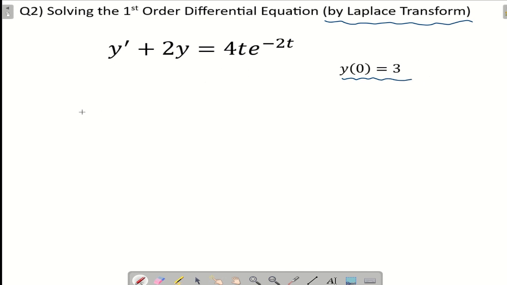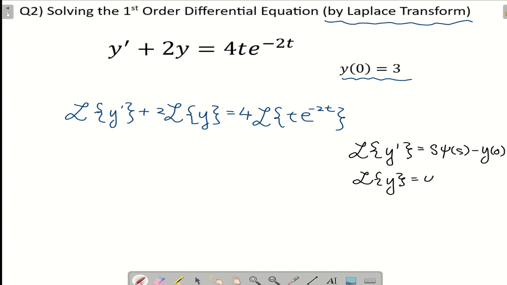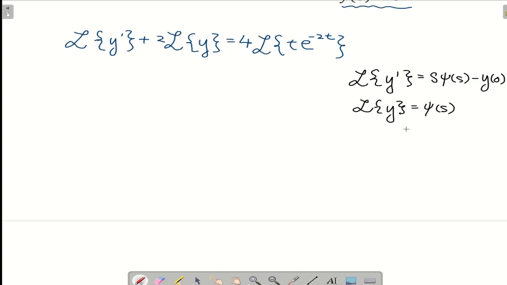We take the Laplace transform of both sides. We have the Laplace transform of y dash plus 2 times the Laplace transform of y equal to 4 times the Laplace transform of t e to the minus 2t. And now I'll remind you what this Laplace transform is. First of all, the Laplace transform of y dash is equal to s multiplied by some function of s minus y(0), and the Laplace transform of y is equal to some function of s, and also the Laplace transform of e to the power at is equal to 1 over s minus a.